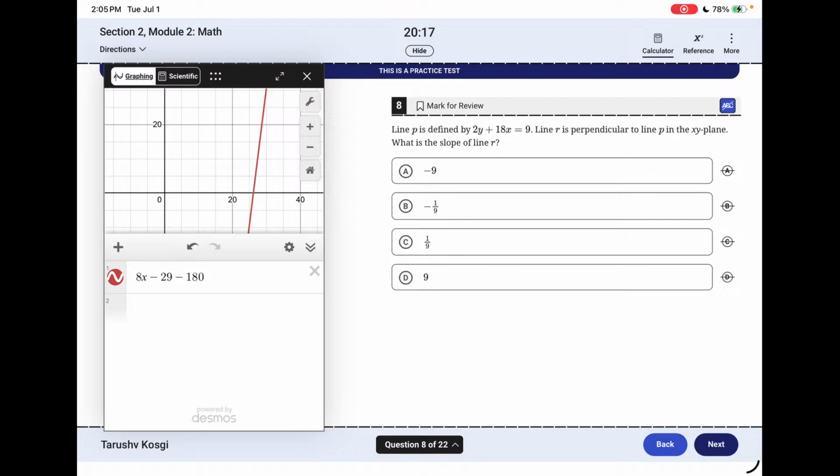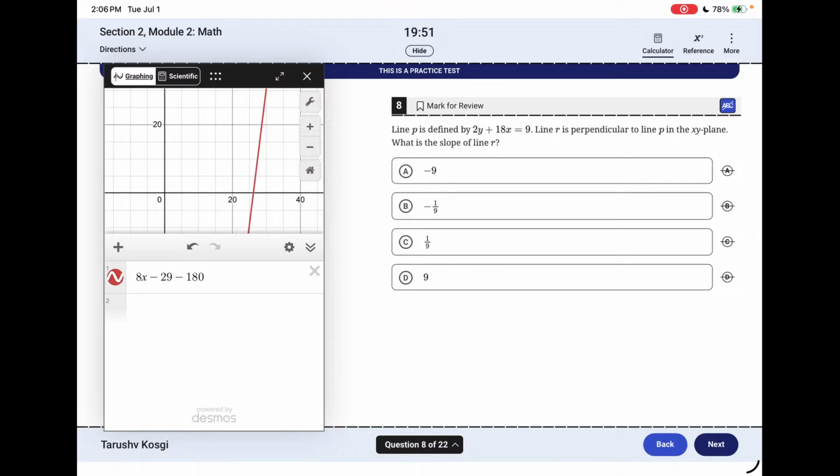Line P is defined by 2y plus 18x equals 9. Line R is perpendicular to line P in the xy plane. What's the slope of line R? It's perpendicular, so that means it's... So we gotta translate this from this form to y equals form.